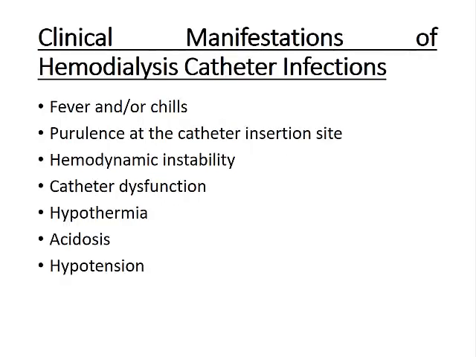Then some clinical manifestations of these infections. These patients usually present with fever, with or without chills, and then there can be changes at the catheter insertion site. That can be erythematous, that can be edematous, and there is some hemodynamic instability. There can also be hypothermia. The catheter can be dysfunctional, not working properly, and there is some acidosis and hypotension. These are the main clinical manifestations.